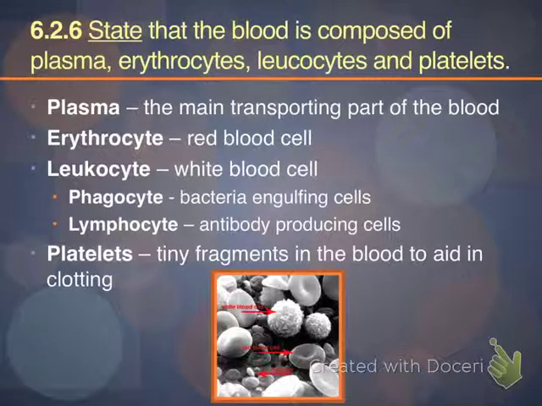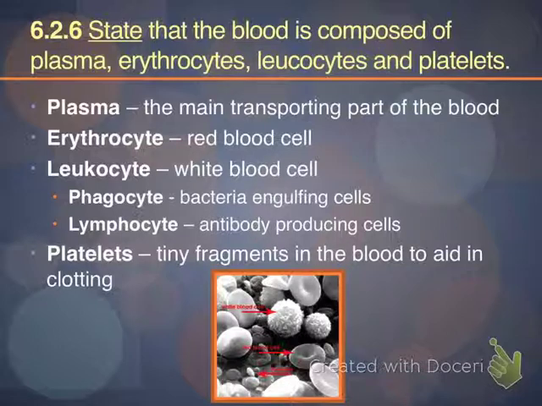The first is 6.2.6, which asks us to state that the blood is composed of plasma, erythrocytes, leukocytes, and platelets. So first of all, plasma is the main transporting part of the blood, and it makes up about 55% of the total blood volume. It's mostly made of water, and so it takes advantage of the dissolving properties, or solvent properties, of water. Things that can be transported in the plasma are salts, gases, proteins, nutrients, and waste. So plasma, like I said, is the main mode of transport for items in the blood.